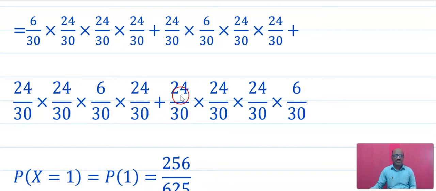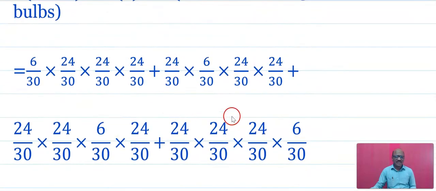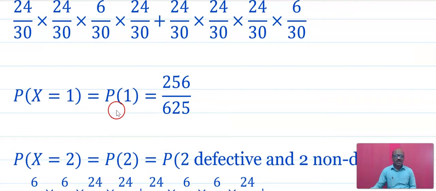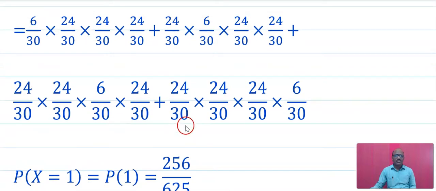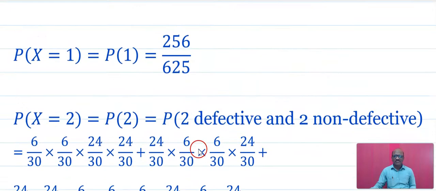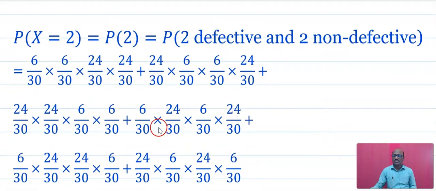And for the last, non-defective, non-defective, non-defective, and again the defective. In this way, if you perform the calculation, again you will get P of 1 is equal to 256 upon 625. Next, when capital X is equal to 2, that is P of 2, that is 2 defective and 2 non-defective. 2 defective means what? Then again you will get 6 upon 36 into 6 upon 36.